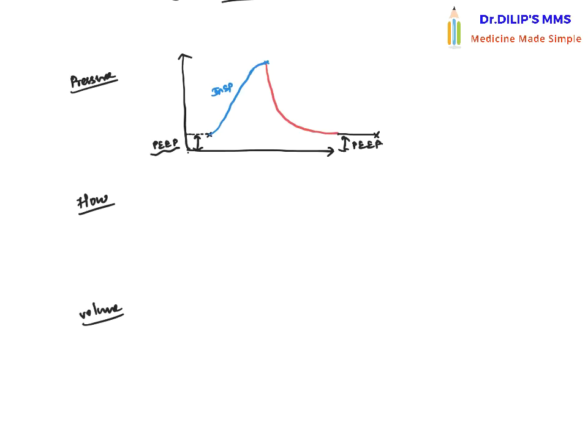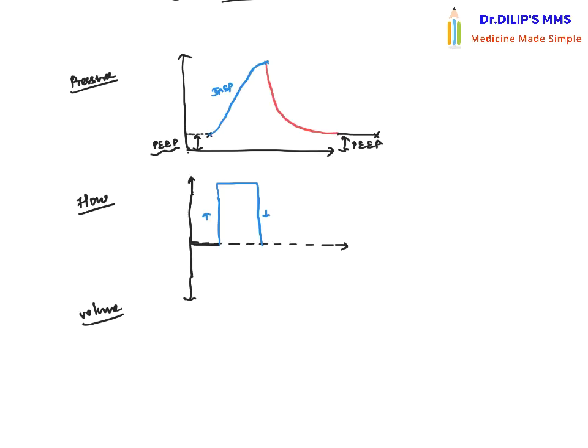Second, let us see the flow curve. Flow you can draw in multiple ways, but on my ventilator it's something like this. Initially, no flow is happening during this phase. Let me draw the inspiration like this, a square pattern of flow. In the early part of inspiration the flow increases, and in the later part of inspiration the flow is going to decrease.